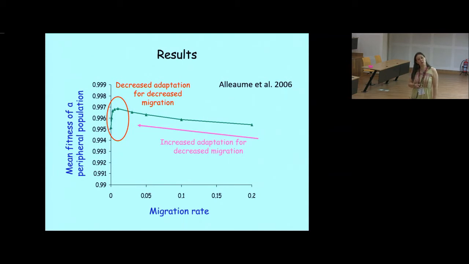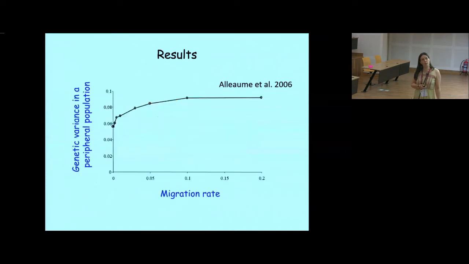So when you have migration rates that are really small, but maybe of an order of magnitude that is relevant for many species, you've got decreased adaptation for decreased migration. There are several reasons for that. The first idea is that maybe migration rate in a heterogeneous environment is affecting the level of genetic variance in the peripheral population. Indeed, we find that if you have a little bit of migration rather than no migration, you've got more genetic variance for the adaptive traits contained within each population.